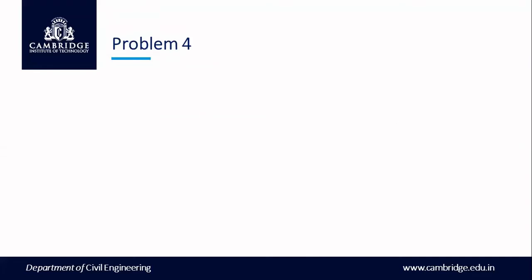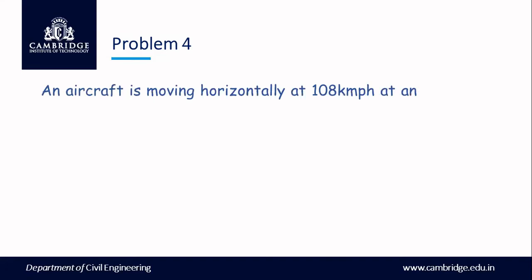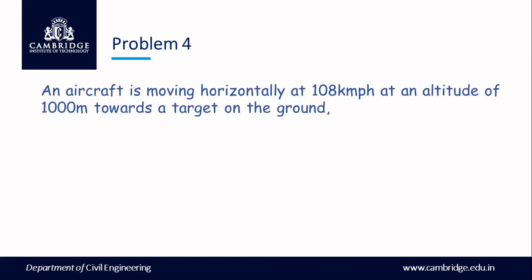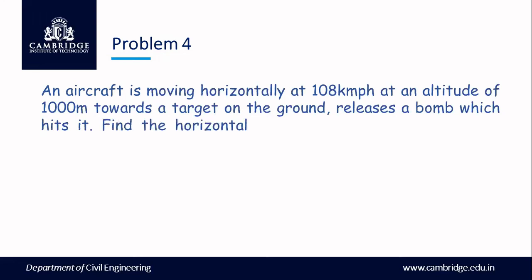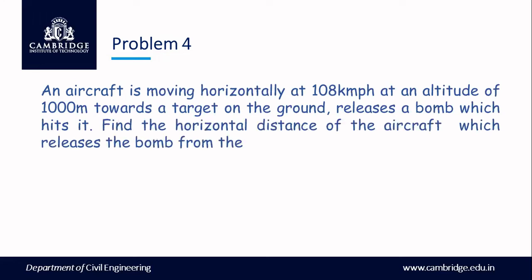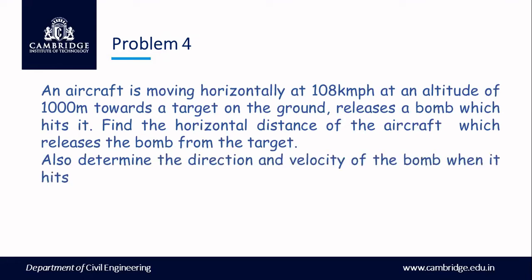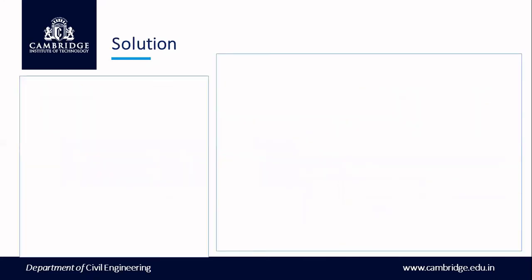Moving to the next problem, problem number 4. An aircraft is moving horizontally at 108 km per hour at an altitude of 1000 meters towards a target on the ground. It releases a bomb which hits it. Find the horizontal distance of the aircraft which releases the bomb from the target. So this is the bomb dropping problem, which we learned something about in the last video. Also determine the direction and velocity of the bomb when it hits the target. Neglect air friction. You should also find out the direction, that's the angle, and the velocity with which it reaches the ground.